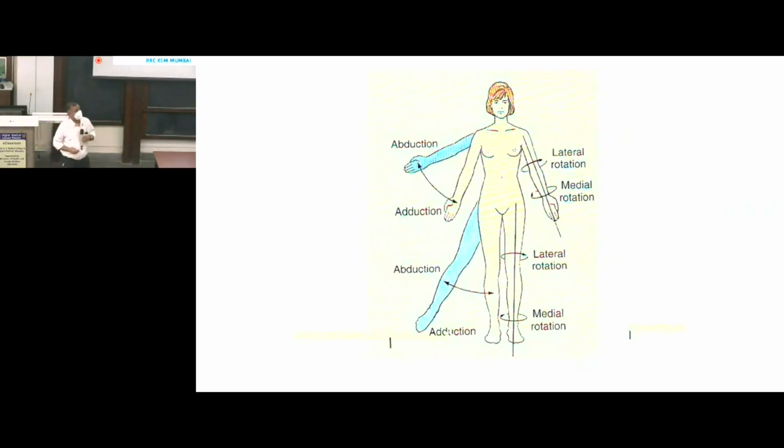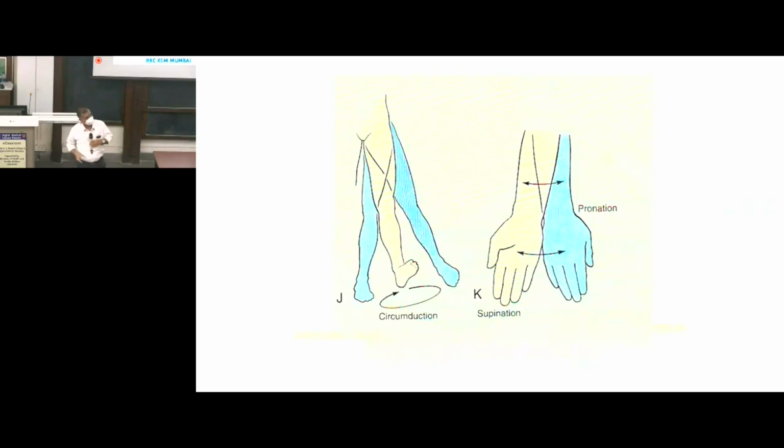Now, there are two more movements which are shown here. Circumduction. When a person bowls, what movements are occurring? Extension, abduction, adduction, okay, and flexion again. So a combination of flexion, extension, adduction, abduction in a particular sequence, that is circumduction. Same thing can happen for the hip joint, lower limb. That is circumduction. No rotation is involved.